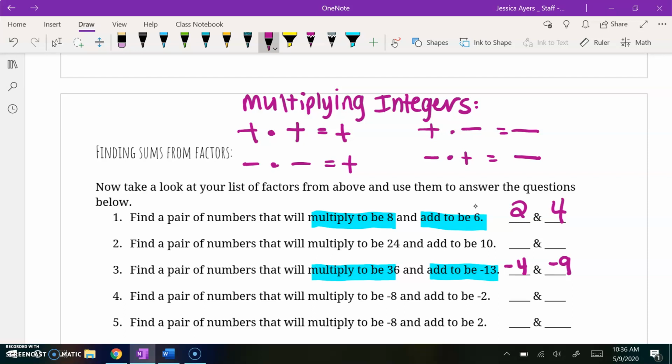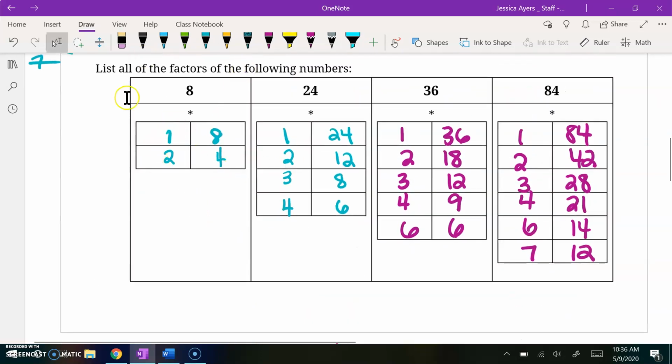Now let's look at the next one. We want to multiply to be negative 8, and we want to add to be negative 2. So when we scroll up and we look at our factors of 8, I want to get negative 2. Well, 1 and 8, if I add them, I get 9. If I subtract them, I get 7. So it can't be that set of factors.